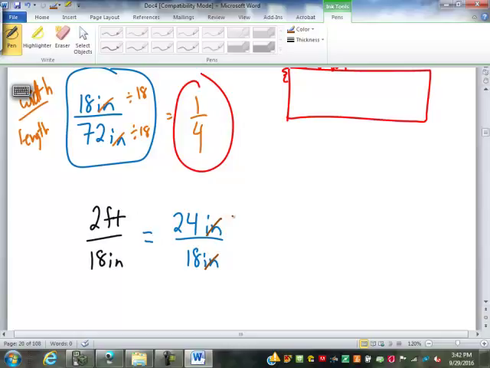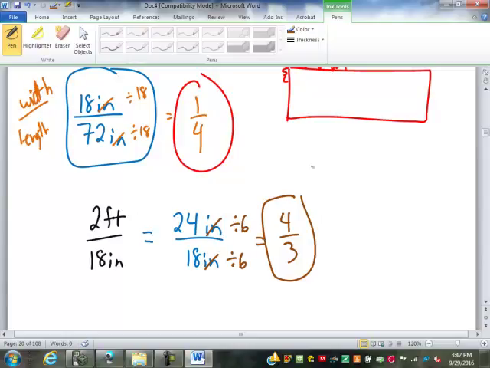24 and 18 can both be divided by what? 6. 24 divided by 6 is 4. 18 divided by 6 is 3, so 4 to 3. Now again, I'm not going to reduce that to a mixed number. I'm not going to make it 1 1/3. I can't do that. This is 4 to 3. It's got to stay like that, in that appearance of an improper fraction.